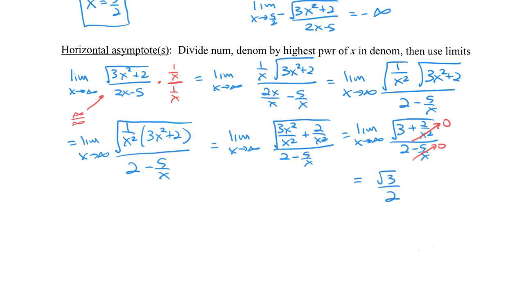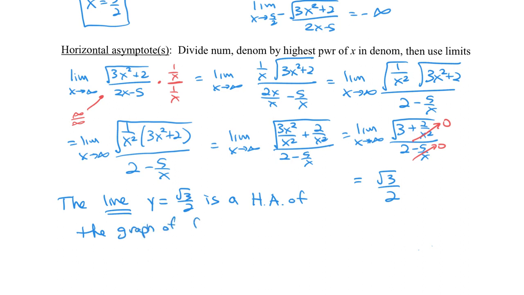So the limit of that expression is the square root of 3 over 2, which means that the line, remember it's the horizontal asymptote is a line, y equals the square root of 3 over 2 is a horizontal asymptote of the graph of f of x. So we considered x approaching infinity. What we also have to consider is x approaching negative infinity.